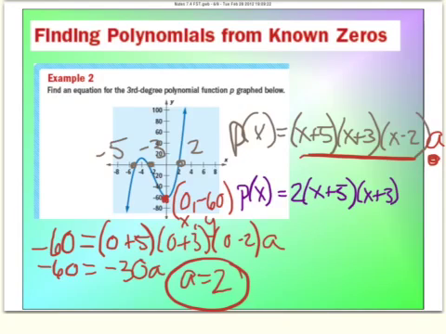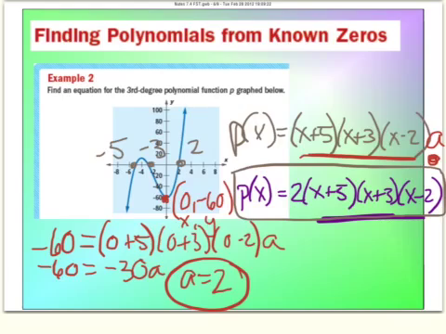Now typically I would want this written in standard format, which would mean I'd want you to do all the multiplication here. But for our purposes right now, I want you to understand how to get this component together. The most common mistake here is just to put the three factors together and not to consider that there's some type of stretch going on, like the letter A. So just be careful with that component.